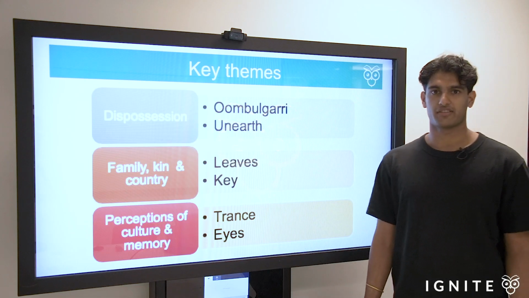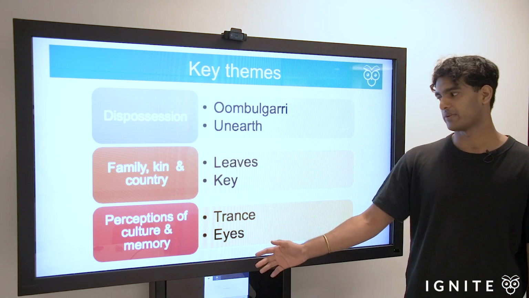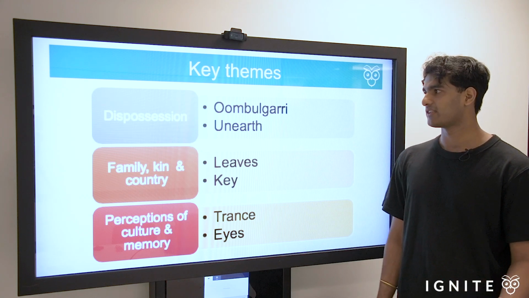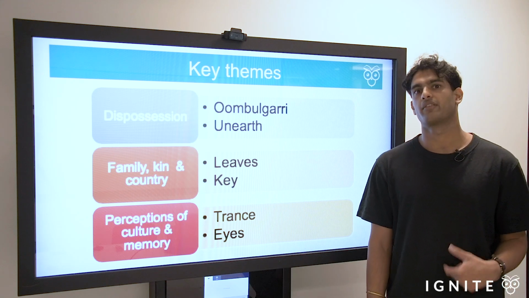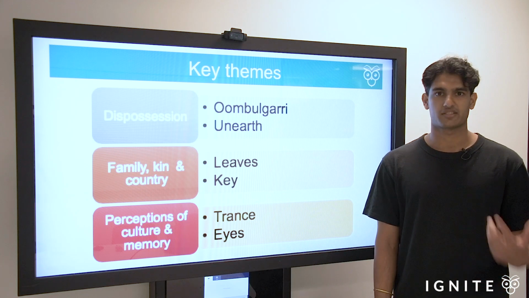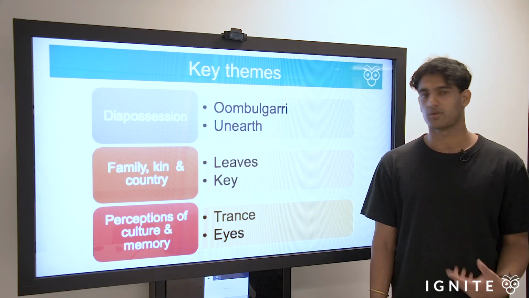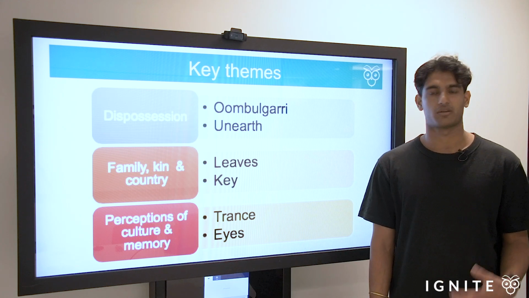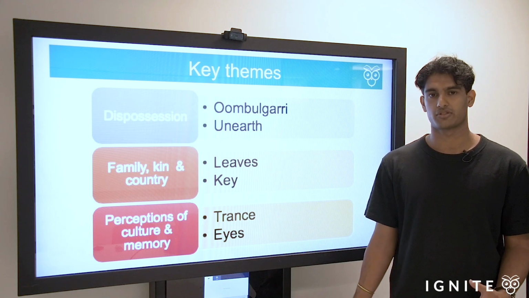So there are three key themes that you want to think about when you're thinking about this text: dispossession, family, kin and country, and perceptions of culture and memory. Now, dispossession basically refers to the Stolen Generation and the forcible removal of a lot of Aboriginal children from their homes. They were taken to missions and sought to be Christianized by the colonial people who were occupying the land at that time. Now, this period was defined by a lot of trauma for a lot of Aboriginal people in the past, present, and into the future.